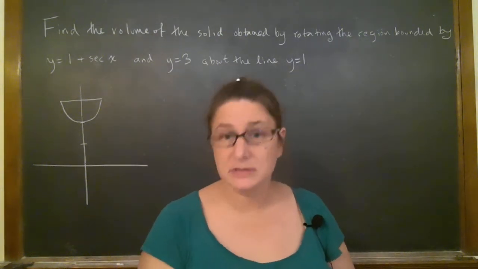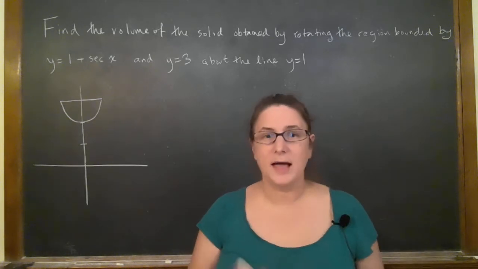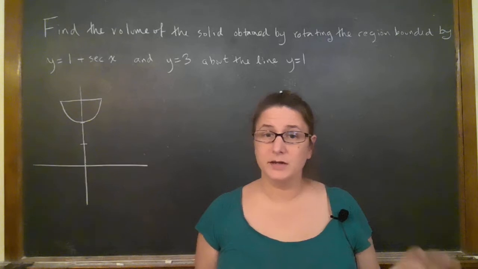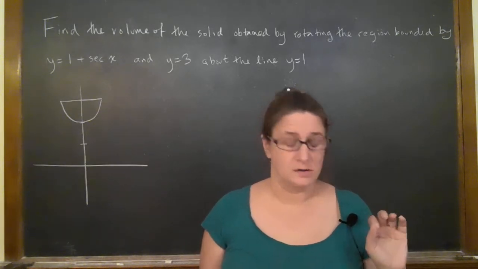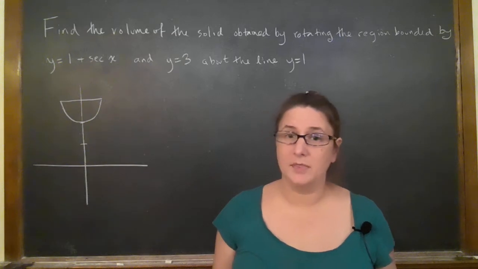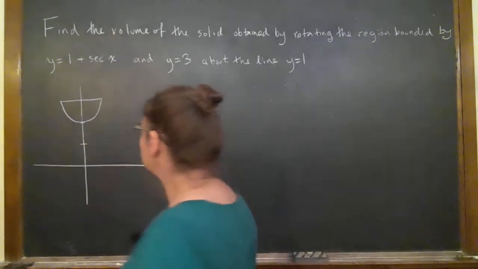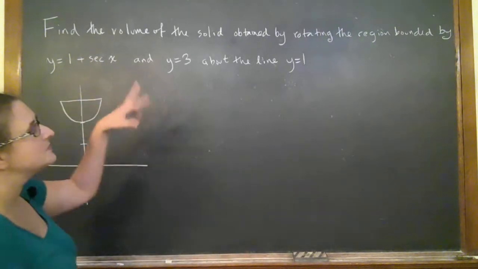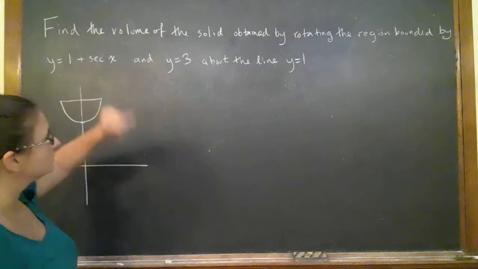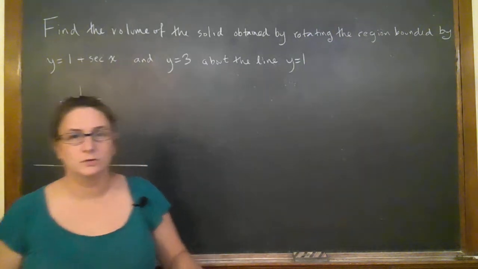Well, we've done some examples of finding the volume around the x-axis, around the y-axis, but now we're going to find the volume of something that's rotated around a line that's not the axis, not one of the axes. Okay, so if you look at this problem, it says find the volume of the solid obtained by rotating the region bounded by y equals 1 plus secant of x and y equals 3 about the line y equals 1.